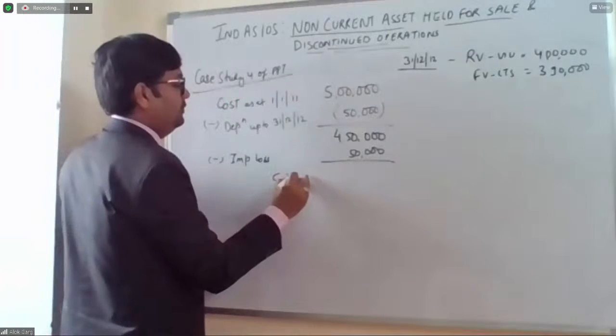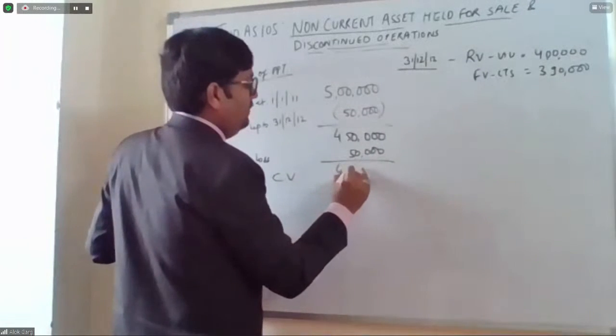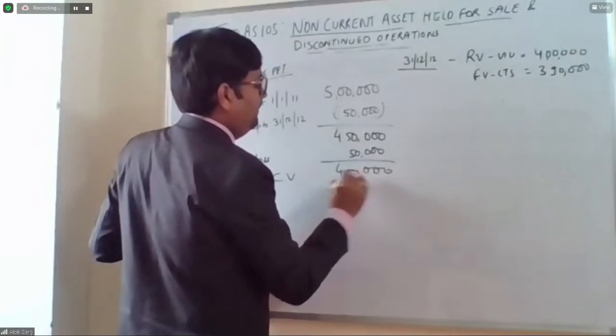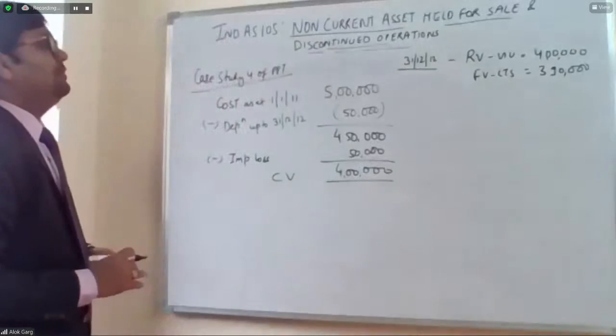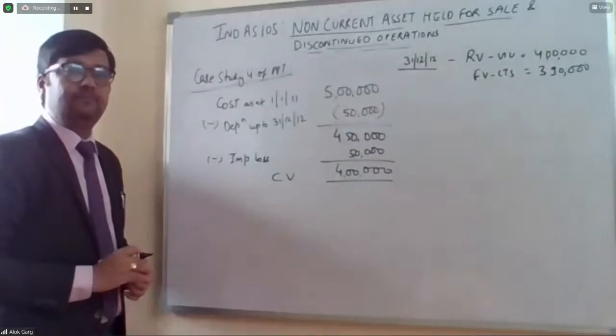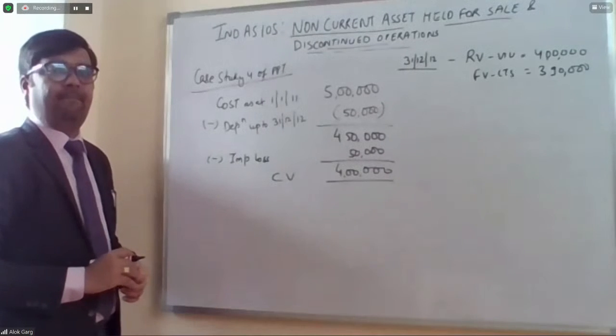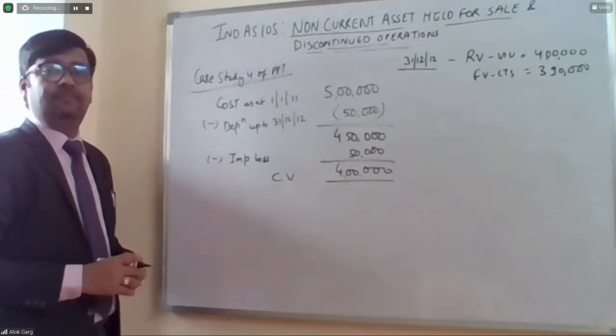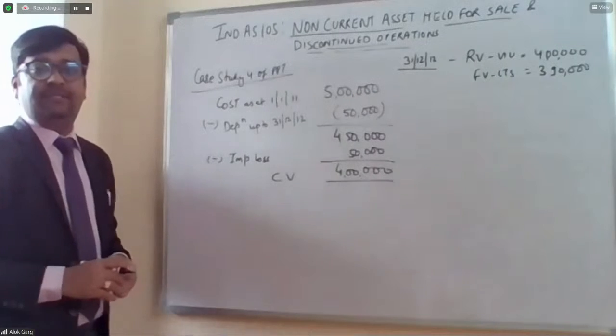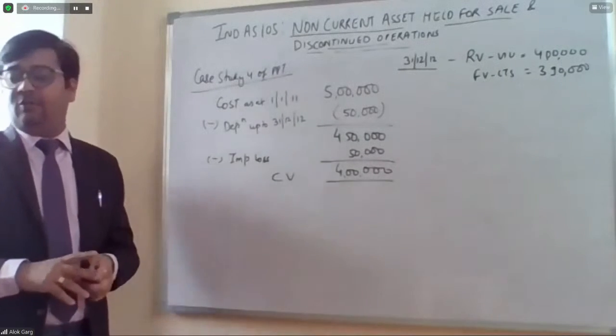and carrying value is 4 lakh. The carrying value is 4 lakh. Okay. Understood? Is it okay? Carrying value is 4 lakh.